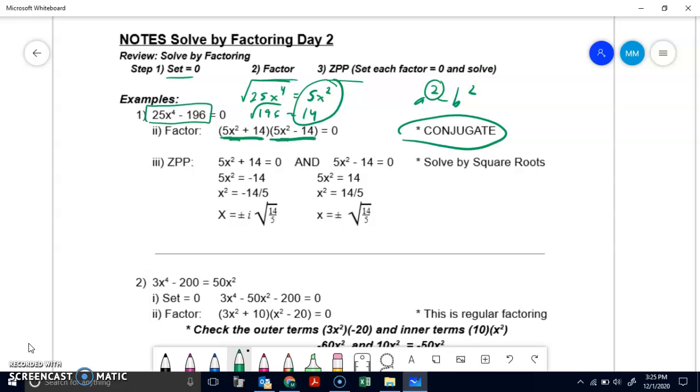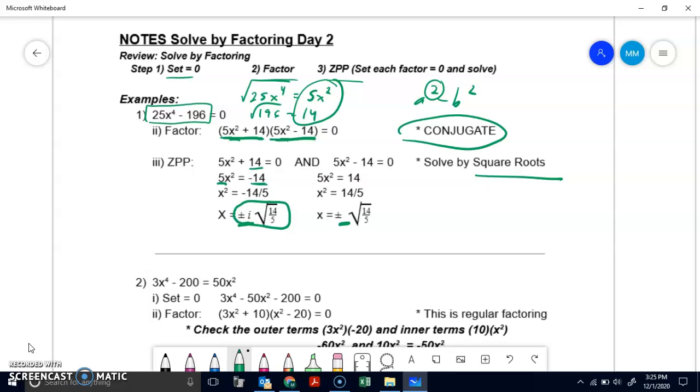So I'm going to set each of these equal to 0. It's the same as yesterday. We're solving by square root still. I would minus 14. So notice I get an i on the one. On the other one, there is no i. And then I would divide by 5. So minus 14, divide by 5, take the square root. Make sure you pop your i out.